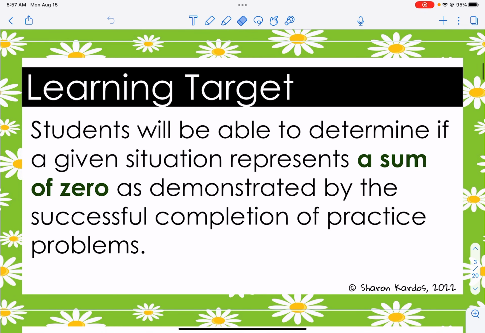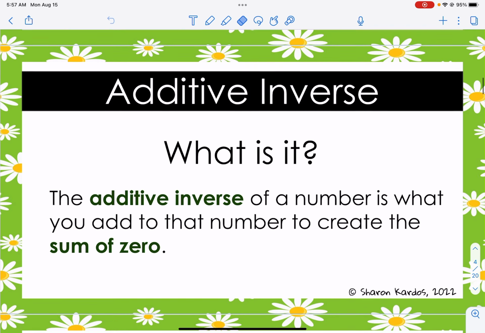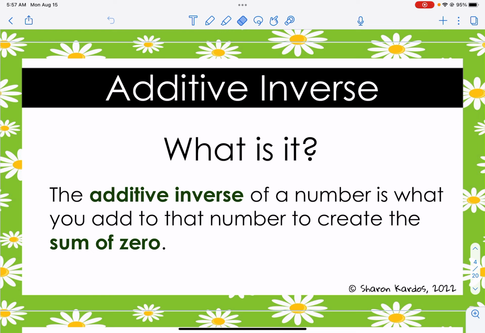Our learning target for today: we'll be able to determine if a given situation represents a sum of zero, as demonstrated by the successful completion of some practice problems. So we're trying to decide if a situation will represent a sum of zero. Our key term today is additive inverse.